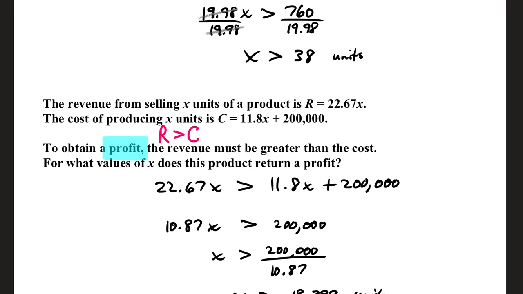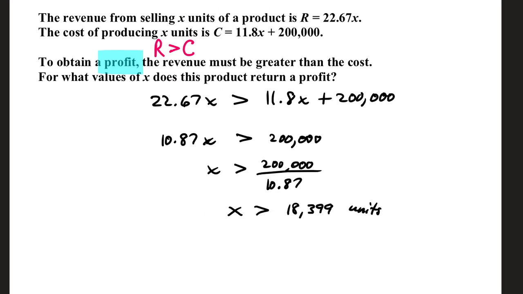Let's try again. The revenue from selling x units of a product is given. The cost of producing x units is given. To obtain a profit, the revenue must be greater than the cost. So this time we're going to try the short and sweet way. We're going to take our revenue function and make sure that it's greater than our cost function. Money coming in is greater than money going out.